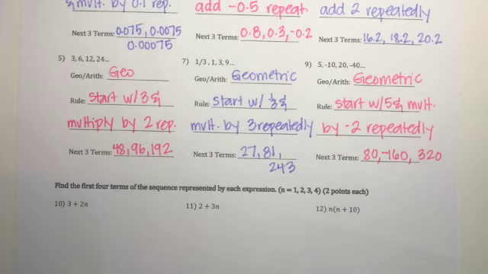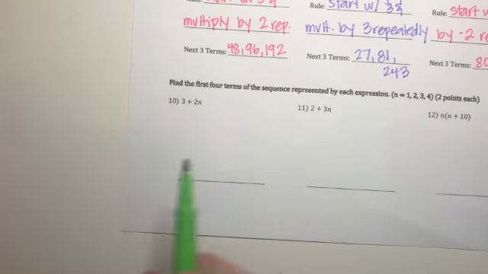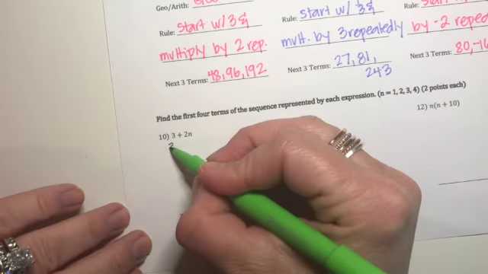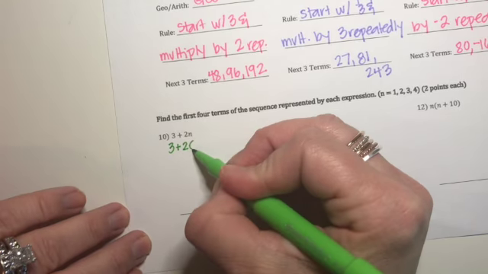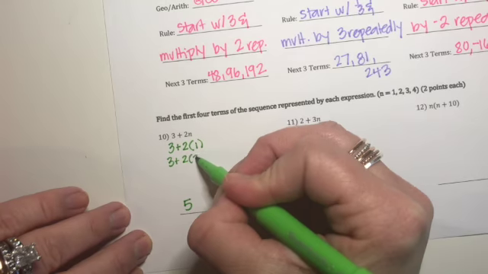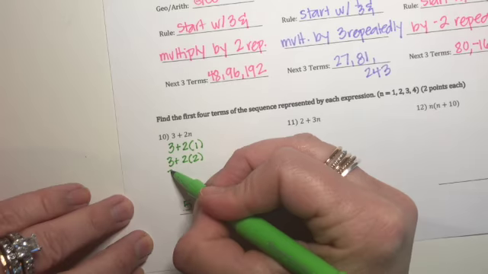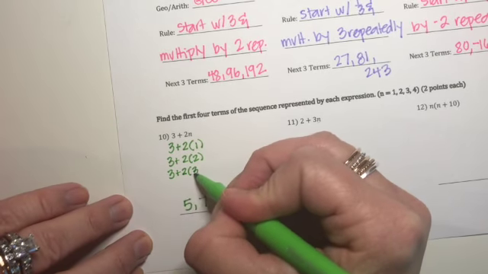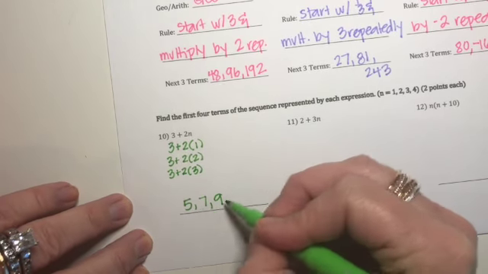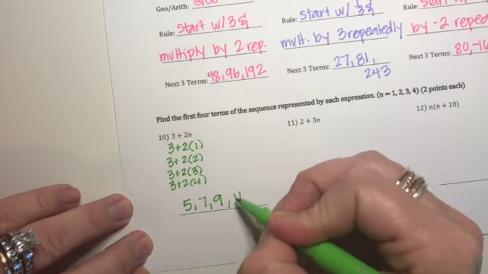Okay, find the first 4 terms of the sequence represented by each expression. Okay, and then in parentheses, I'm telling you that n is 1, 2, 3, and 4. So 3 plus 2 times 1 is 5. 3 plus 2 times 2, 2 times 2 is 4, 4 plus 3 is 7. 3 plus 2 times 3, 2 times 3 is 6. 6 plus 3 is 9. You guys can probably see what's happening here. 2 times 4 is 8. 8 plus 3 is 11.